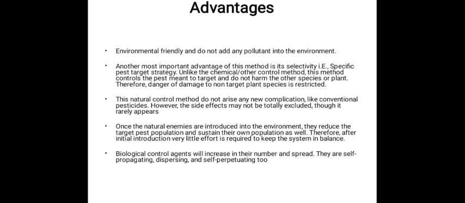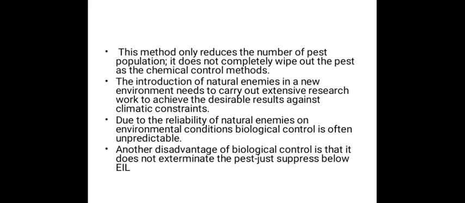Then disadvantages: some will have high dispersal ability and will become invasive. Then, it is a slow process and requires a lot of time and patience for producing a long-term effect. This method only reduces the number of the pest population. It does not completely wipe out the pest as the chemical control methods do. The introduction of natural enemies in a new environment needs extensive research work to achieve the desirable results against climatic constraints. Due to the reliance of natural enemies on environmental conditions, biological control is often unpredictable.